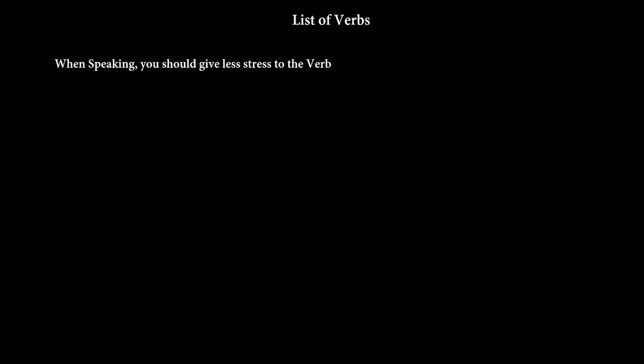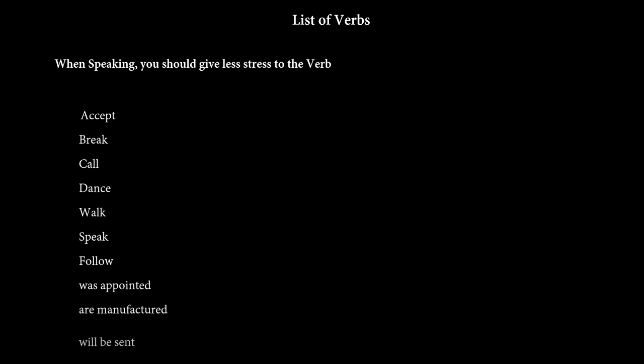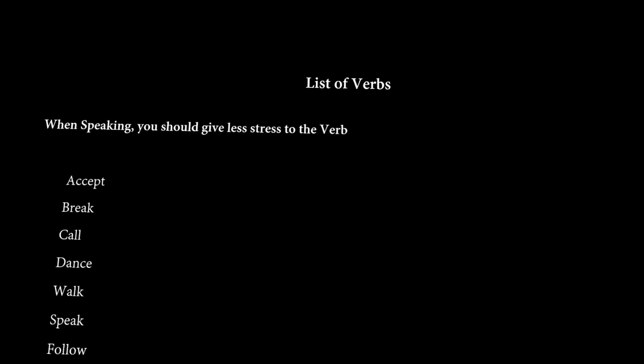Now, observe how she is reading the verbs or how she is speaking the verbs. She is giving less stress to the verbs. List of verbs: accept, break, call, dance, walk, speak, follow, was appointed, are manufactured, will be sent.